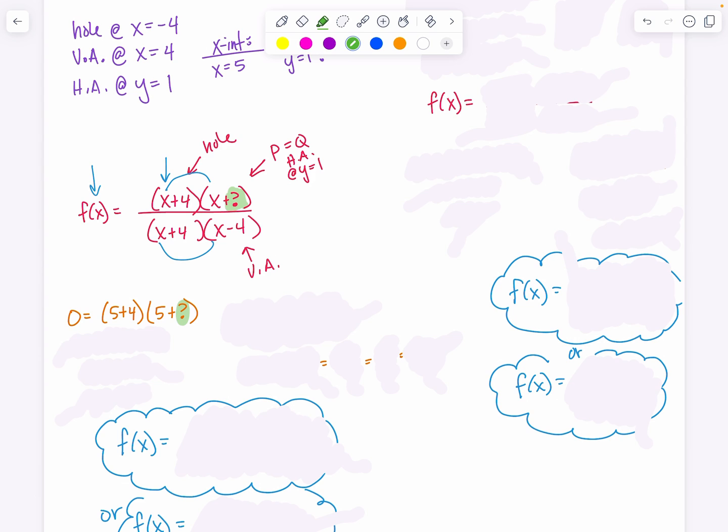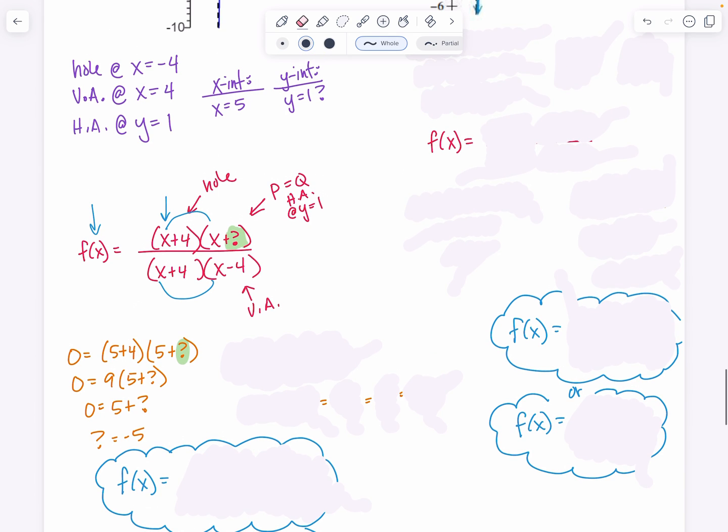If I simplify that first parenthesis, I get 9. And so I have a new equation that says 0 equals 9 times 5 plus whatever that value is. Can I divide both sides by 9? I end up getting 0 equals 5 plus whatever that value is. I need to get that question mark by itself. What does that missing value equal? So I'm going to subtract 5 from both sides, and I end up getting that that missing value, that question mark, should be -5.